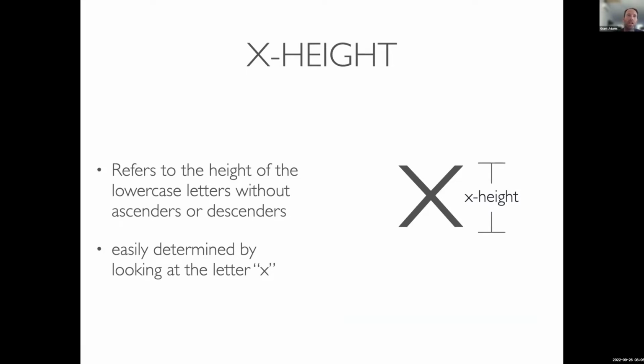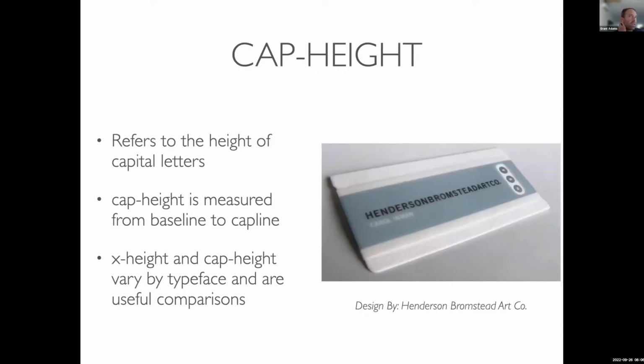X height refers to the height of lowercase letters without ascenders or descenders. So that would be the top of an H, the bottom of a G, for example. That's an ascender and a descender. And the X height basically is what it says. It's the height of an X. And this X height is going to vary depending on your font.